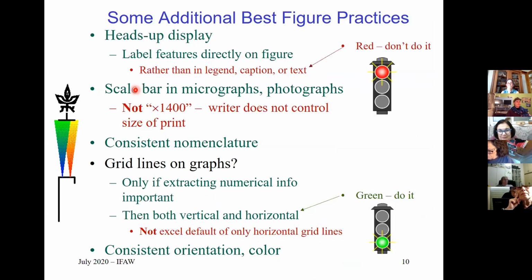If we have a photograph or micrograph, there must be something to indicate scale. Saying that this is times 34,000 is inadequate because the writer does not control the size of the print, or these days, the size that it will appear on some reader's screen.